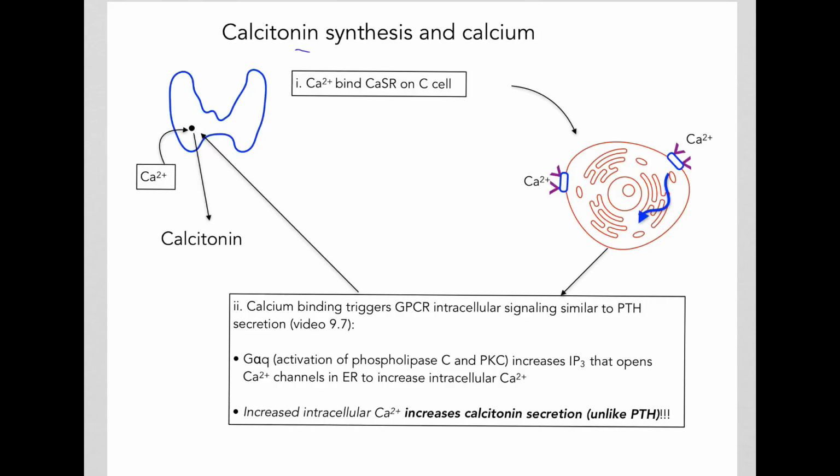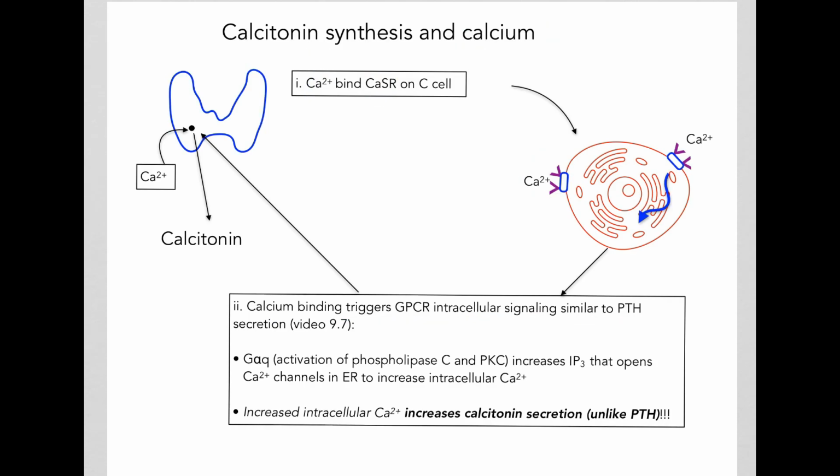Now, calcitonin synthesis as well as secretion is stimulated by serum calcium levels. So increasing amounts of serum calcium will cause calcium to bind the calcium sensing receptor that we talked about under parathyroid hormone. Similarly, these parafollicular cells have CaSR, and calcium will bind the CaSR, and that binding will trigger intracellular signaling, similar to what we discussed in the last video on parathyroid hormone.